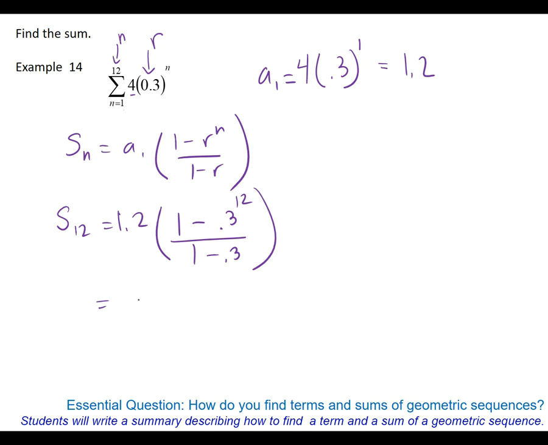Great, what'd you get? 1.714, perfect. All right. So hopefully you got it written down the right way. All right, let's keep going. The next one's a little bit different.